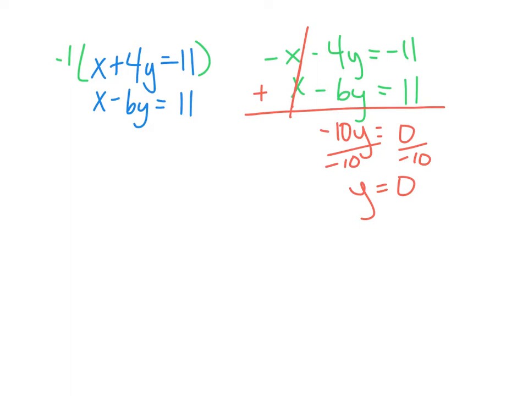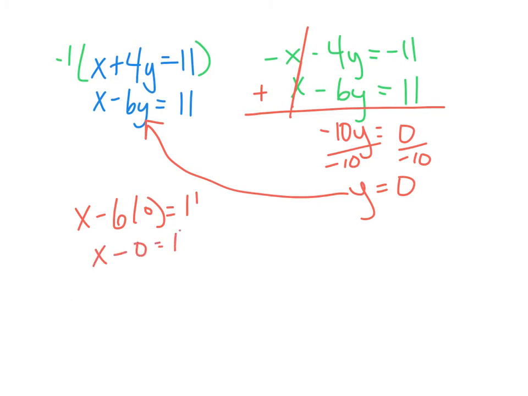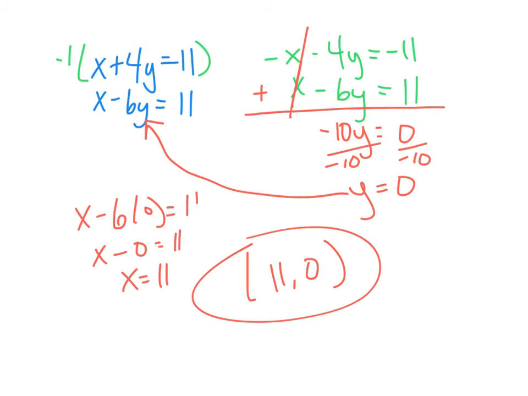Remember, I want to find my x's and my y's, so I've got to take this value and plug it back into one of my equations. I'm going to put it back into this second equation, although I could have just as easily used the first. So this is x minus 6 times 0 equals 11. 6 times 0 is 0, so I get just x equals 11. If I put that x and y value together to make an ordered pair, my solution is 11, 0.